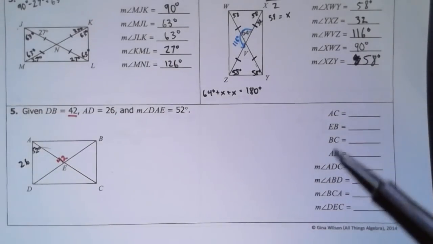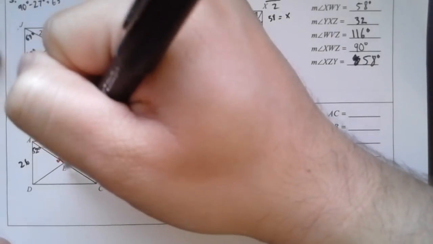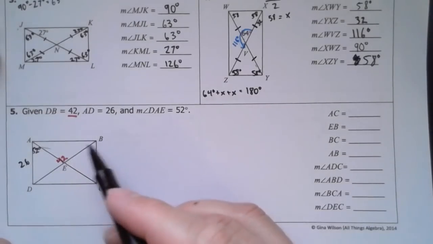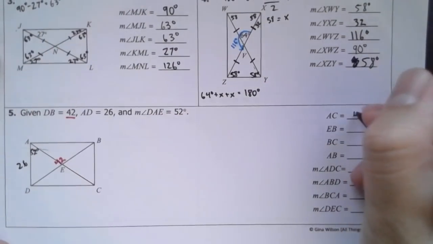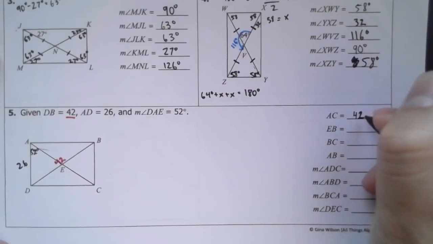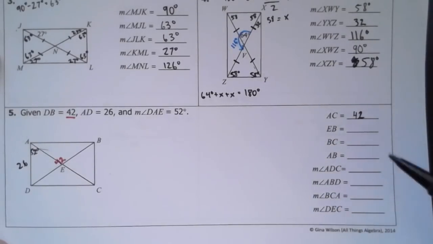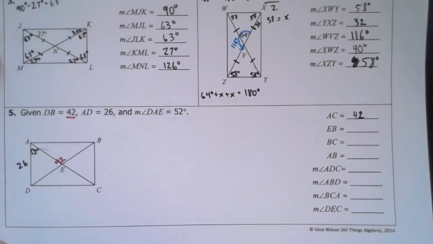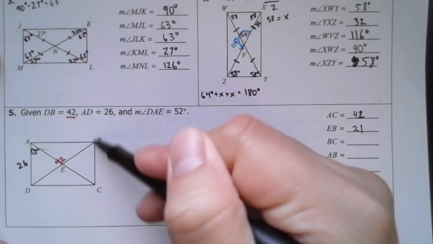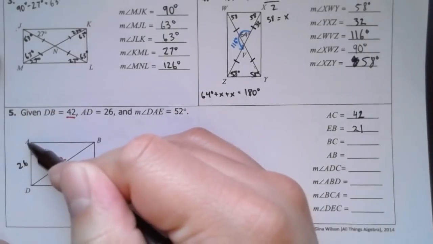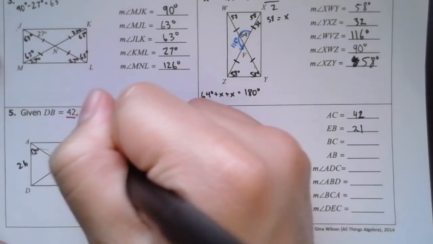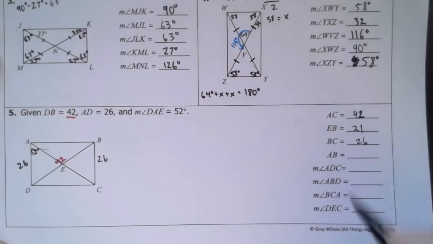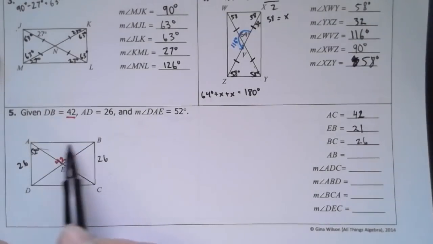So AC is the other diagonal. We know the diagonals are equal, so this one is also 42. EB is half a diagonal, so divide 42 by 2, you get 21. BC is the other opposite length side of this rectangle. If one is 26, the other one is clearly also 26. Now AB, the top side here.